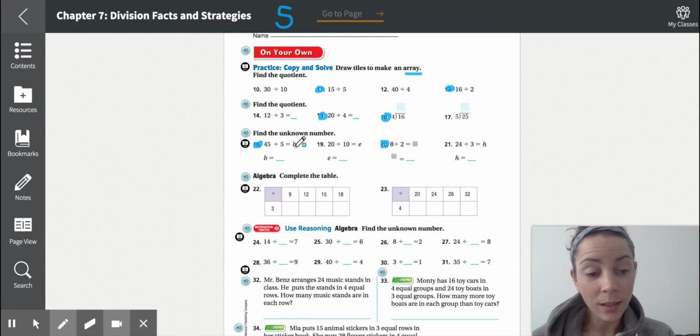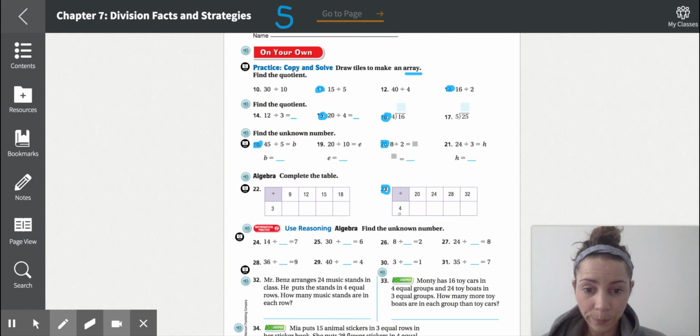These ones are asking you to find that unknown number. So B is unknown. We don't know what it is. E is unknown. The square is unknown and H is unknown. All right, let me have you do 23. It's asking you to divide this top number by this divisor, which is 4, which is what we practiced today.